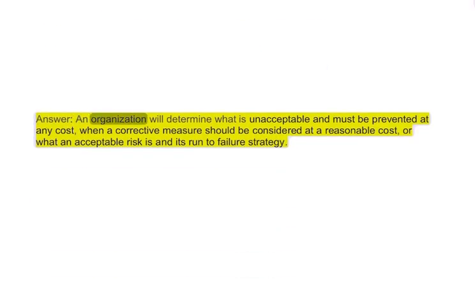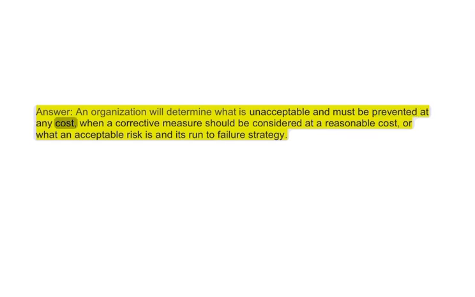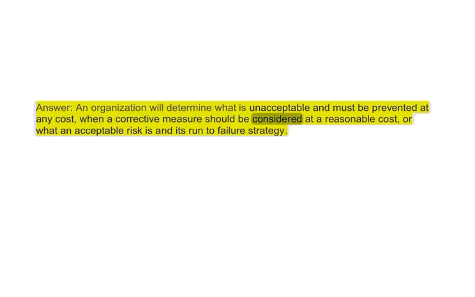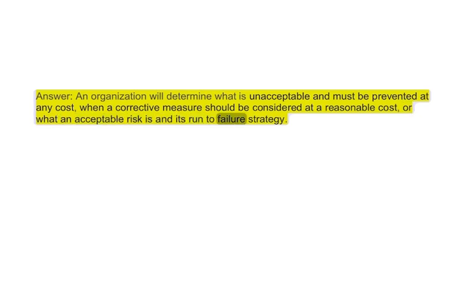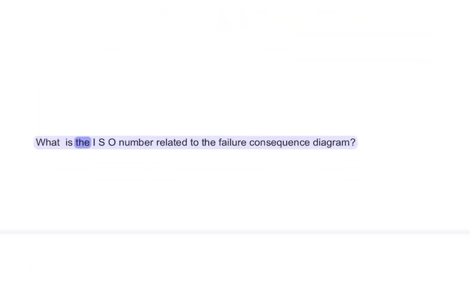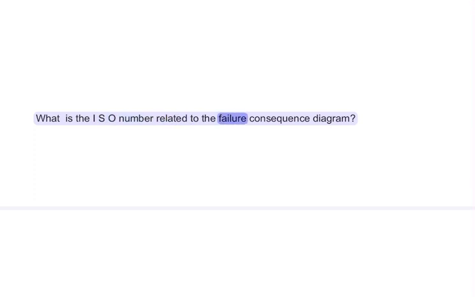What will an organization determine as it fills out this chart? Answer: an organization will determine what is unacceptable and must be prevented at any cost, when a corrective measure should be considered at a reasonable cost, or what an acceptable risk is and its run-to-failure strategy. What is the ISO number related to the failure consequence diagram? Answer: 14224.